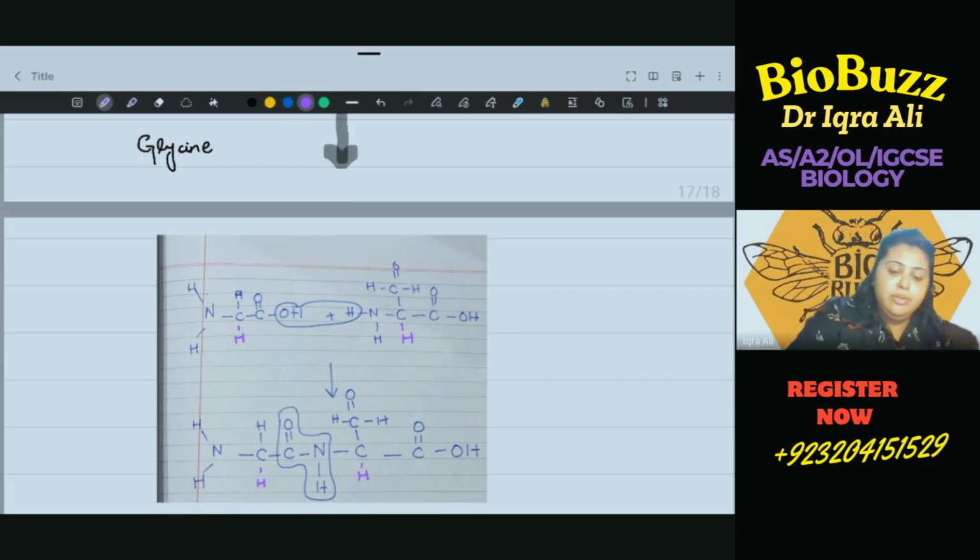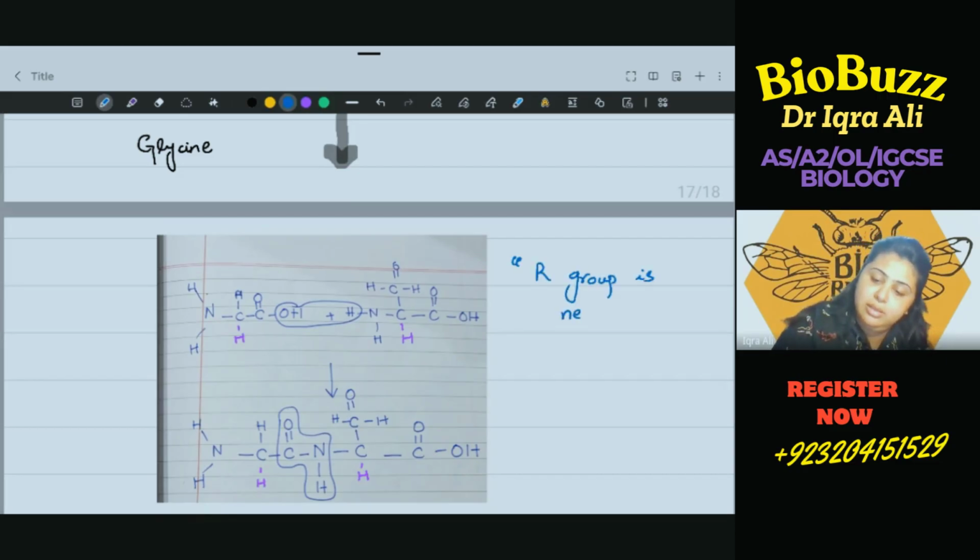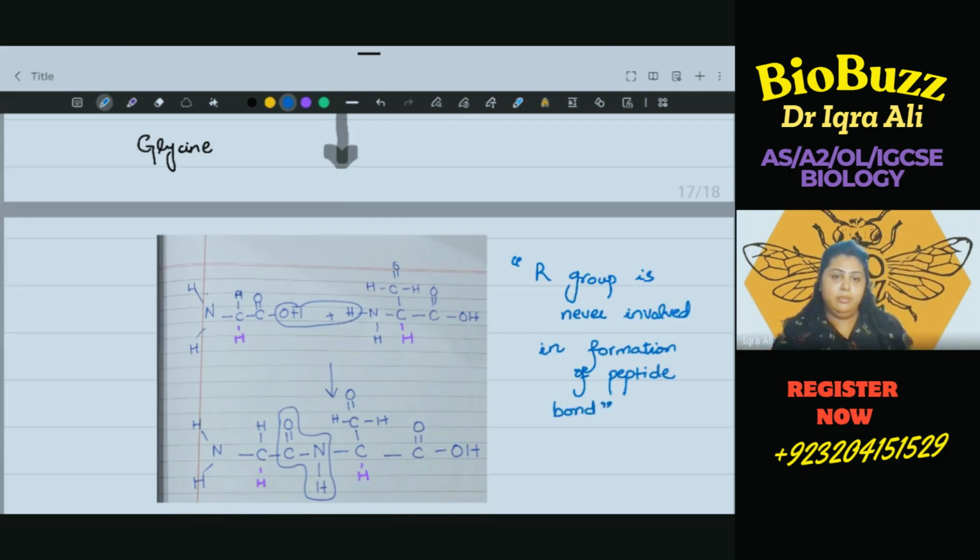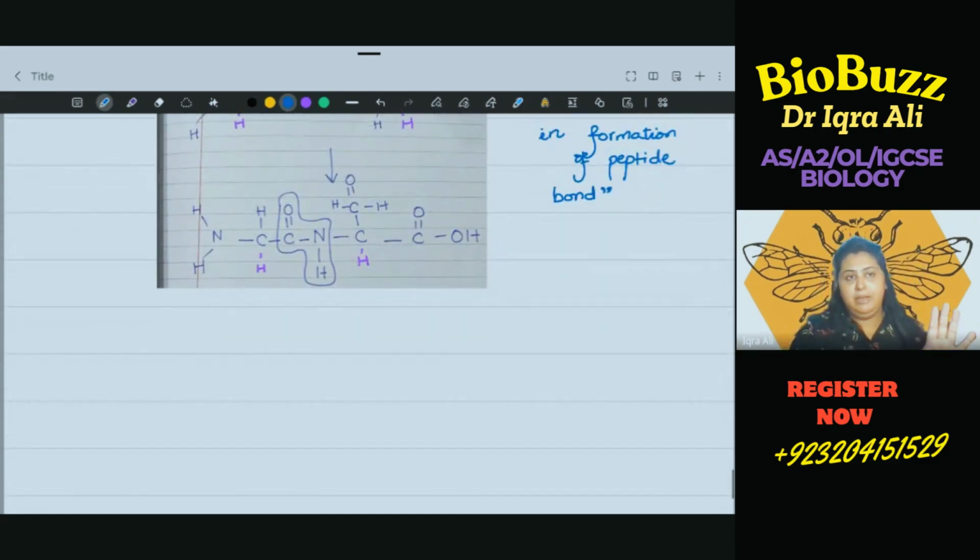So what we concluded from this discussion is that the R group is never involved in the formation of a peptide bond. We have never included the R group in the formation of a peptide bond. Clear? So you know how to make a peptide bond now. You know how to make an ester bond now. And you also know how to make a glycosidic linkage as well. So you know all these three bondings: how to make an ester bond, how to make a peptide bond, and how to make a glycosidic linkage.